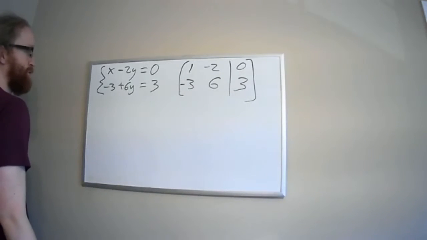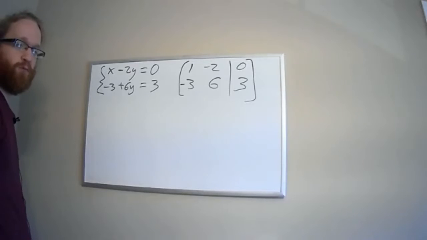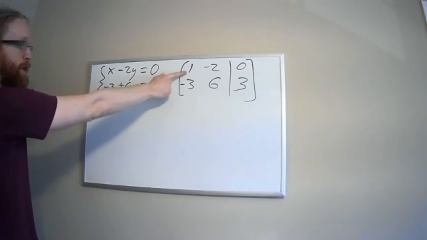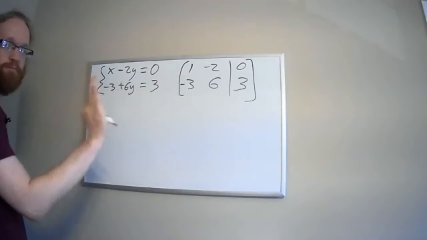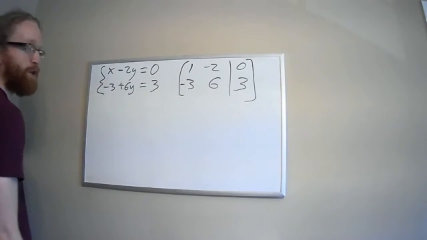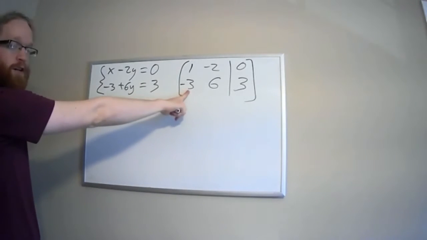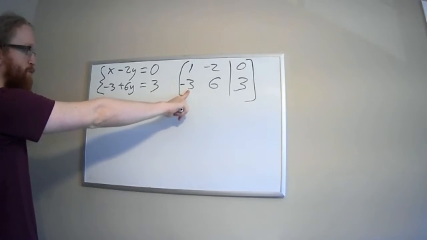So now I have my matrix. Let's run the algorithm. Let's reduce this matrix. Okay, so the first thing was I'm supposed to get a leading 1 here. Oh, that's already a 1, so that's good. First step is complete. I have a 1 there. The next thing I would need to do is get a 0 in the column underneath it. So I need to make this -3 into a 0.